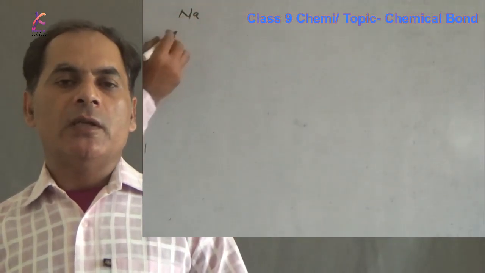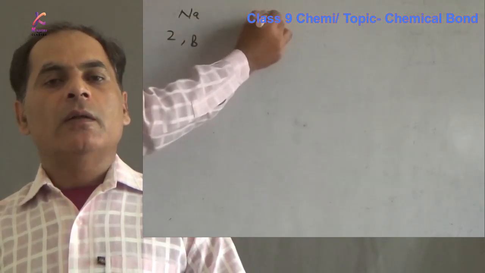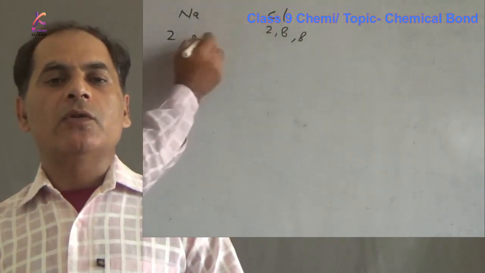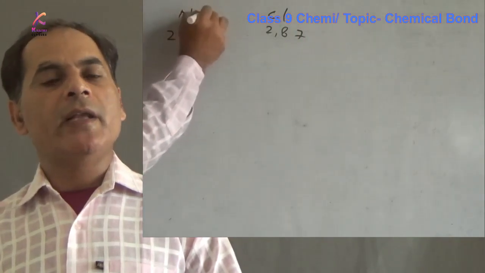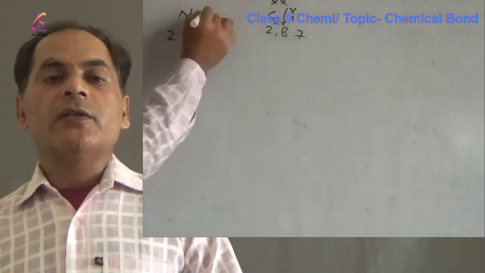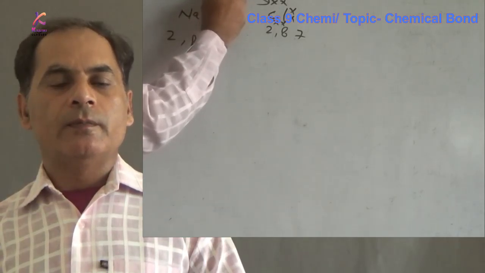In NaCl, the configuration of the sodium atom is 2, 8, 1. In the last shell, you can see there is one electron in the sodium atom. In the chlorine atom, the configuration is 2, 8, 7. You can see in the diagram there are 7 electrons in the valence shell. Valence shell means the last shell, the last orbit. In that shell there are 7 electrons in chlorine, and in sodium there is 1 electron.